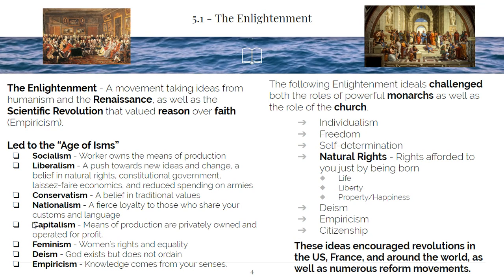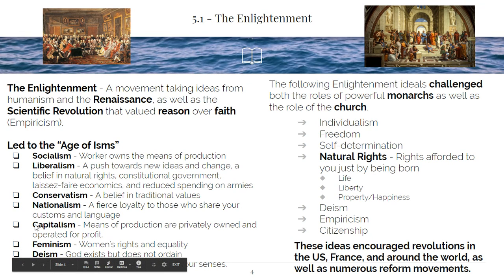Now, nationalism comes up as a fierce loyalty to those who share your customs and languages. Nationalism comes up a lot in the bigger empires, like the Ottoman Empire. Maybe not so much in the Mughal Empire, but like with the Haitians. The Haitians are part of the French Empire, so you see a nationalist movement to get rid of the French. And with the Ottomans, you're going to see smaller states that want to get rid of the Ottomans ruling over them.